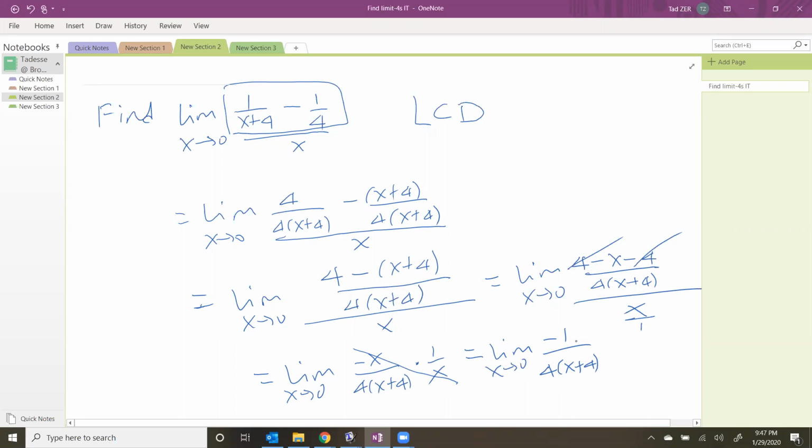Now this is a rational expression, a rational function, which is defined at 0. We have a theorem which says that for rational functions, if the denominator is different from 0, the limit becomes the value. So I can plug in 0 here. That will be negative 1 over 4 times (0 plus 4). 0 plus 4 is 4, and 4 times 4 is 16. So the answer will be what?